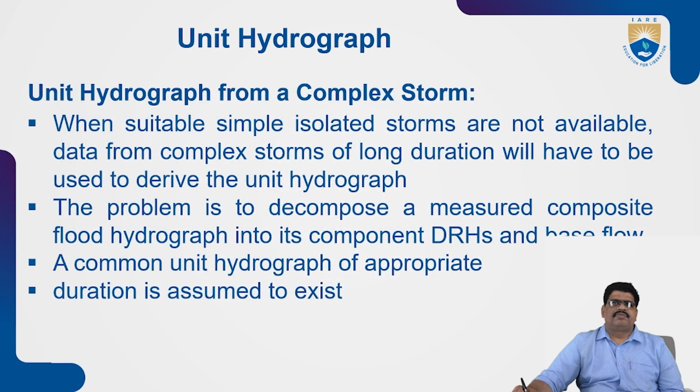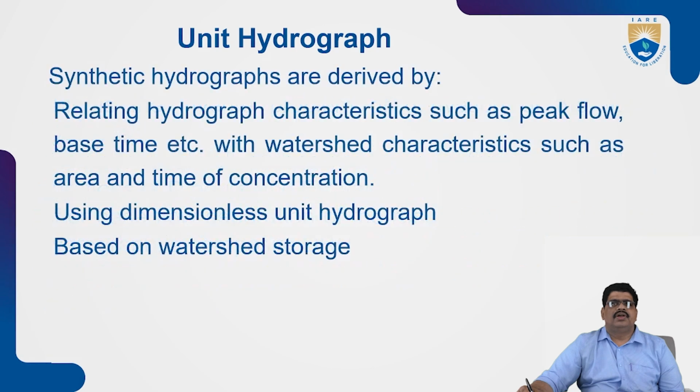Next, the unit hydrograph from complex storms. There are some complex storms. Simple storms have available data, while complex storms are different. For long duration storms, to derive the unit hydrograph, the problem is decomposing the measured composite hydrograph and the base flow. The common unit hydrograph is the appropriate base during the events.